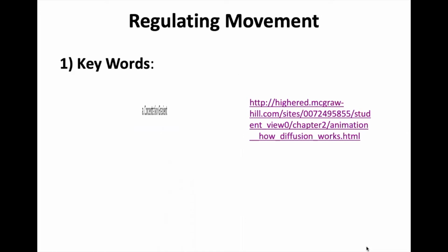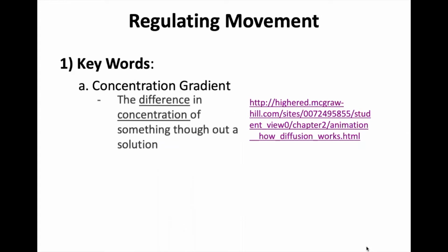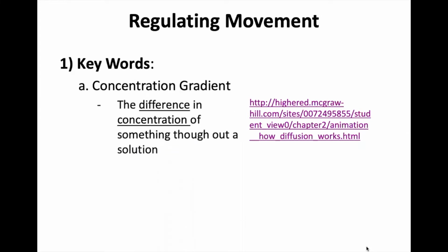So the first one is a vocab word called concentration gradient. I know people get this confused all the time, probably gonna hear me saying it a lot. Concentration gradient is the difference in concentration of something throughout a solution. That is your keystone definition. What it basically means is there's more stuff on one side than the other.